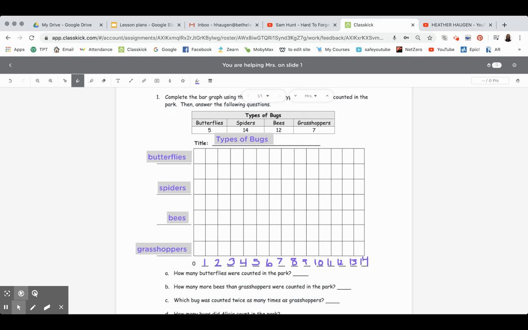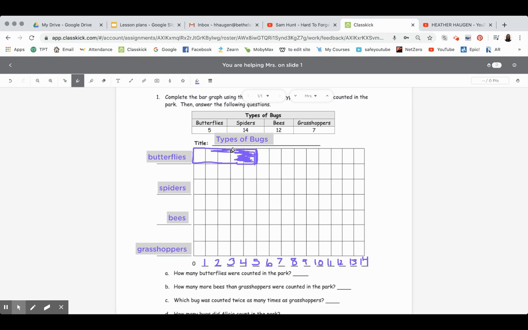So now that we've done that, we can go ahead and start coloring the bars for the bar graph. So again, we know that there are 5 butterflies, so we're going to find the number 5, go up to the butterfly row. We're going to put a nice dark line here. That way we know that that's where we mean to stop. We outline it, and then we color in the very best we can.